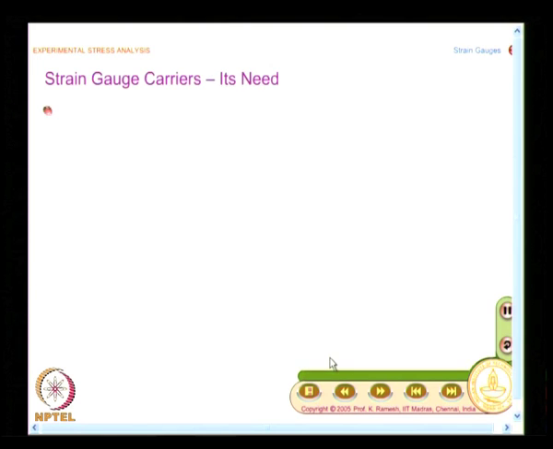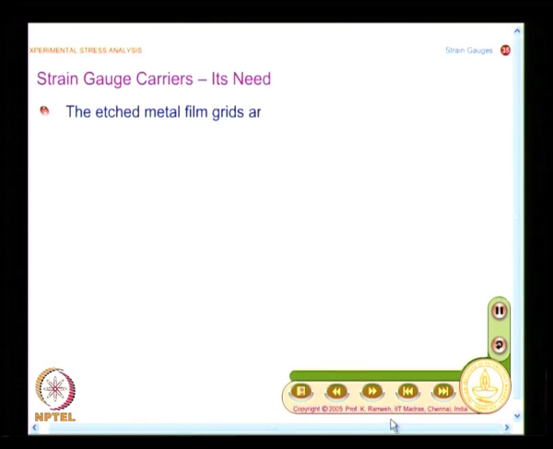So, now what we have looked at is, we have looked at first the various alloys available for the fabrication of the strain gauge grid, but this grid needs to be supported by a carrier, and we will look at why you need these carriers.